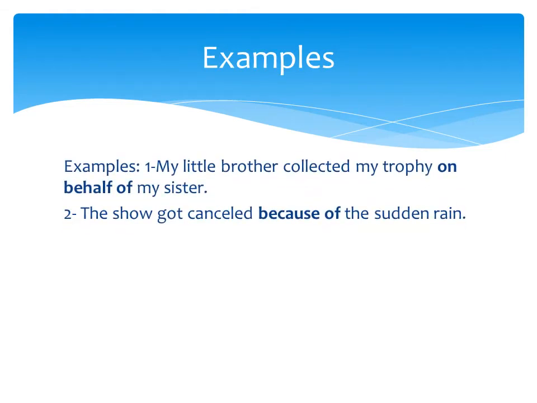Examples. My little brother collected my trophy on behalf of my sister. Here on behalf of is a phrase preposition. The show got cancelled because of the sudden rain. Here because of is a phrase preposition.